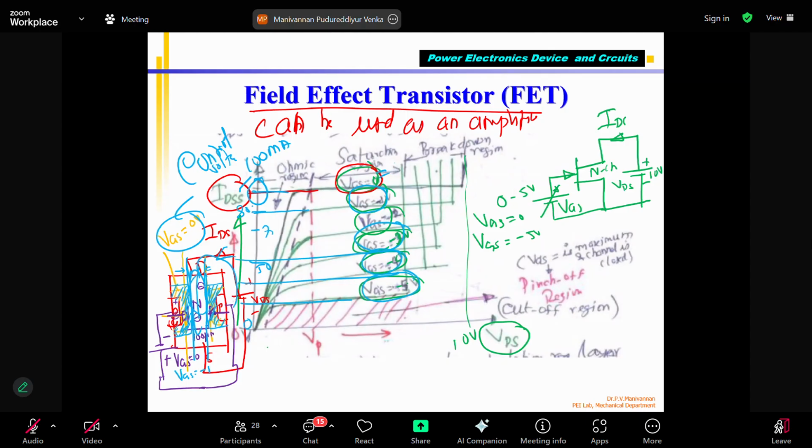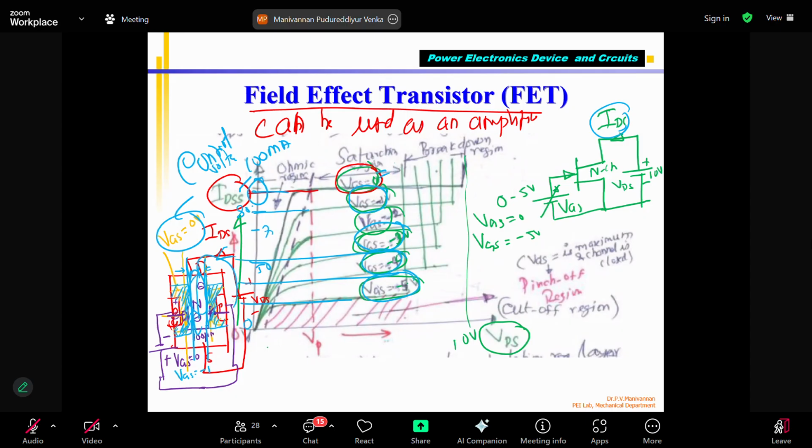If the channel width reduces, automatically the current cannot flow, like a pipe. Bigger pipe, smaller pipe, smaller pipe. So the volume of water flowing through the pipe reduces. In the same way, in a FET, when the width of the channel reduces, the current reduces. So the output current IDS reduces. By this, I am controlling the gain, so I am amplifying the signal. This is how it works.